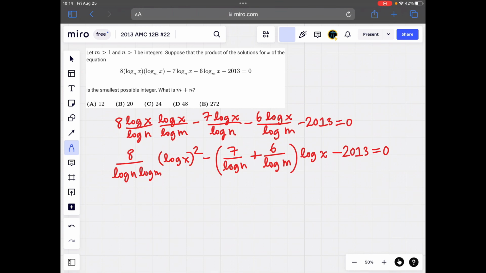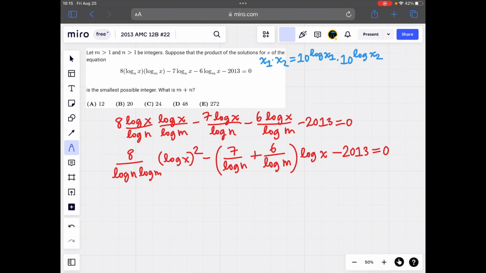If we want to find the product of the solutions for x of this equation, let's call the values of x that satisfy this equation x1 and x2. So we want x1 times x2. And we know that the product of the solutions for x of this equation is related to the sum of the solutions for log x in this quadratic polynomial in terms of log x I've written over here. So we know that x1 times x2 is equal to x1, which is nothing but 10 to the power of log x1, and then x2 is equal to 10 to the power of log x2.